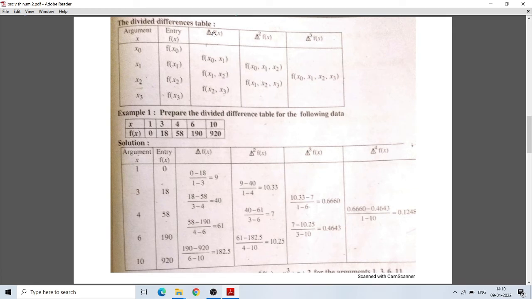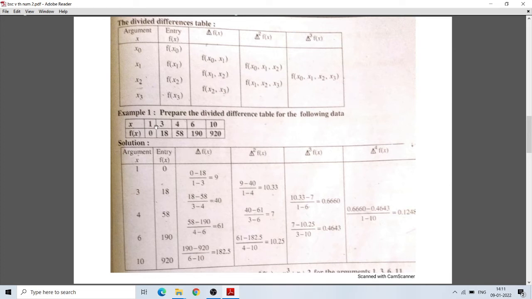Then look here, in the first order we have 2 points: x0, x1, then x1, x2, and so on. Here in the second order we have 3 points. In the third order we have 4 points. So this is actually the divided differences table. Now let us move on to one example. Prepare the divided differences table for the following data.